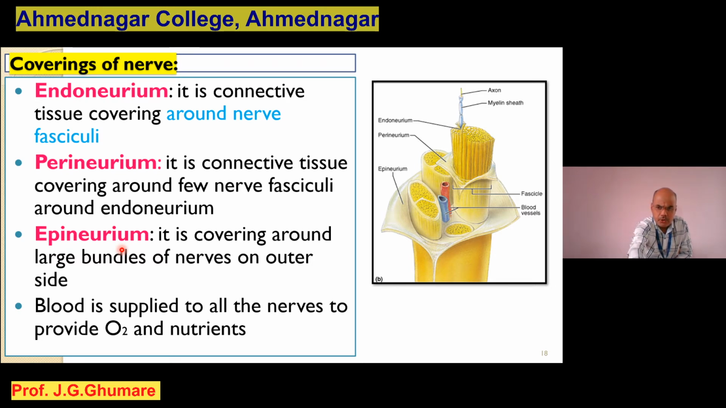And inside the epineurium, see, this is the epineurium. Inside the epineurium will have a blood vessel. And these blood vessels will give branches in the perineurium, which will supply the oxygen and nutrients, and will remove the waste. And these are the three different coverings of a nerve.